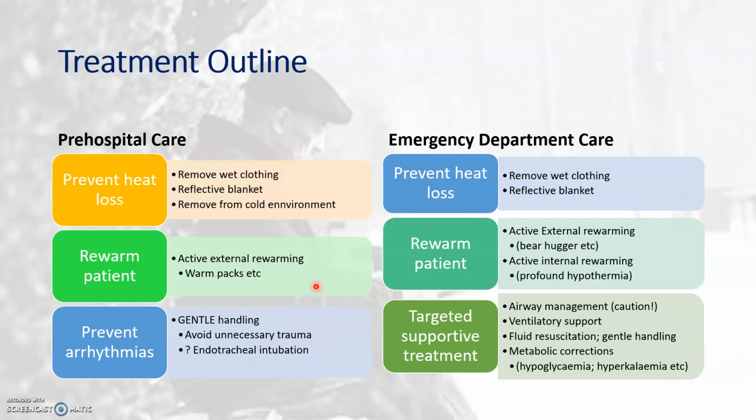Targeted supportive treatment would include airway management as necessary, ventilatory support, fluid resuscitation with warm fluids, gentle handling, and monitoring for and correcting metabolic abnormalities. These patients are prone to hypoglycemia and hyperkalemia, and in addition, some of the underlying causes may need treatment, such as hypothyroidism, hypoadrenalism, and hypopituitarism, and also the management of toxic overdoses, such as sedative hypnotics and alcohol.